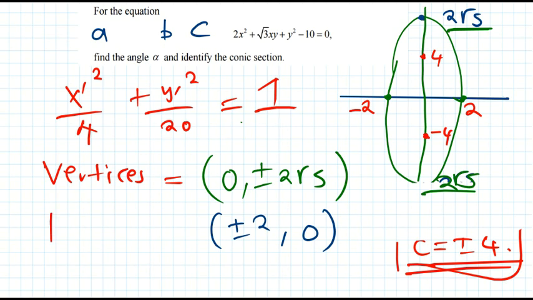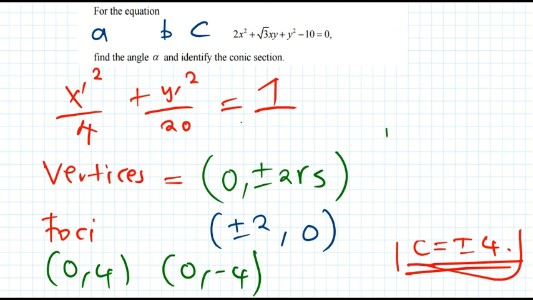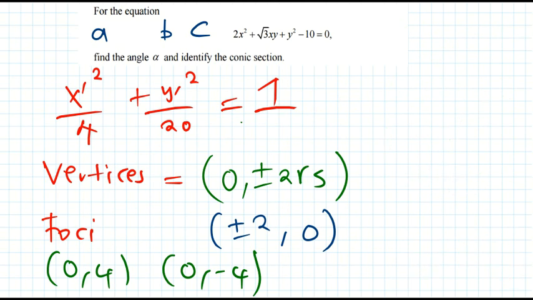And then for the foci, which was our f value, we've got 0, 4 and 0, -4 because it's along the y-axis. Okay, so all these are given in the new set of the xy plane that was rotated. Okay, the new x'y' prime coordinates.